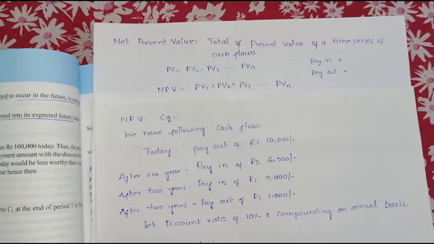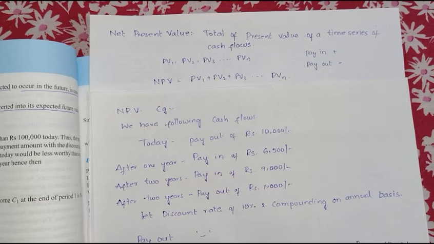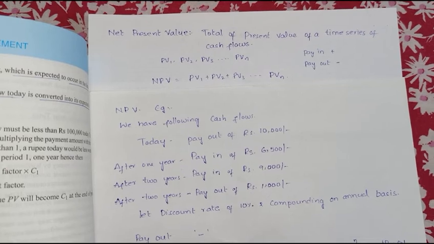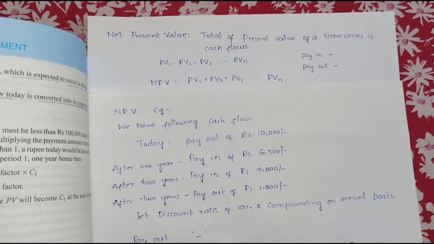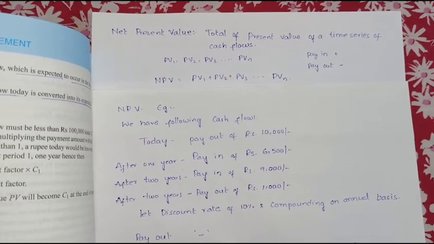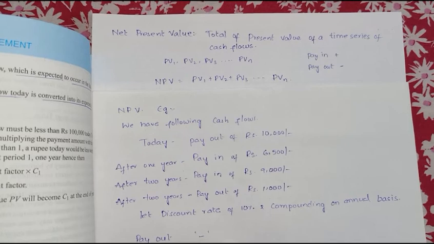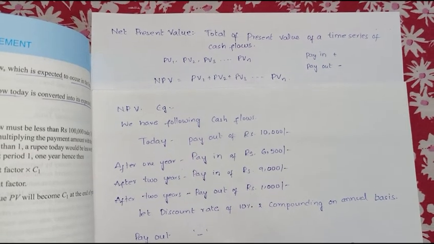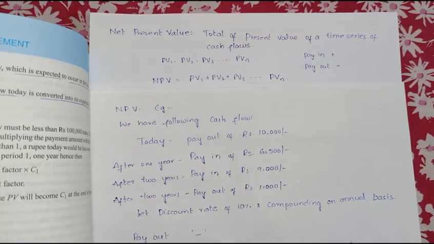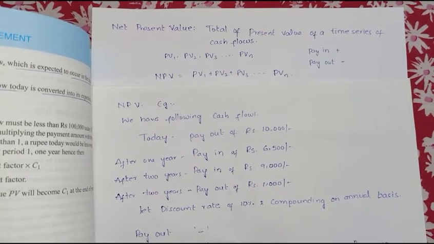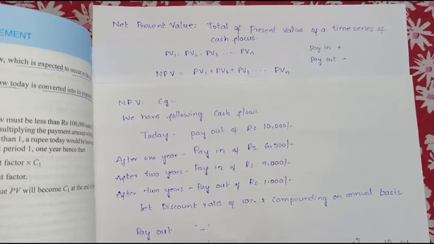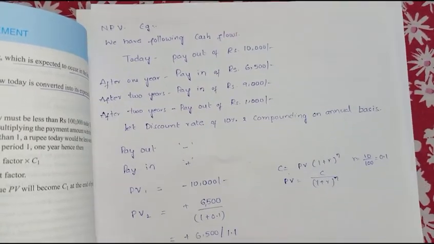Net present value. This is the total of present value of a time series of cash flows. In the previous examples, we dealt with only one cash flow. Here we will be dealing with multiple cash flows. Always remember, when there is a pay in cash flow, which means something is coming in, it will be positive. When there is a payout cash flow, we are giving, so it will be negative. So finally NPV equals PV1 plus PV2 plus PV3 and so on. So we'll see the example.